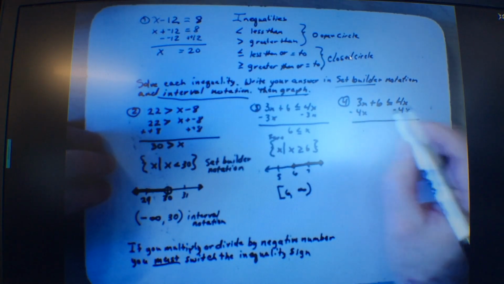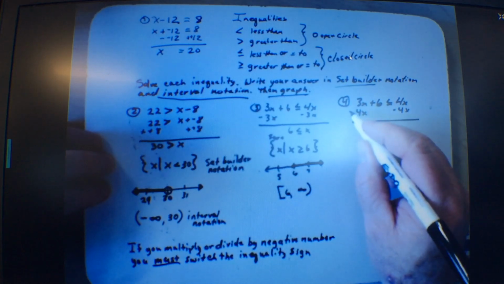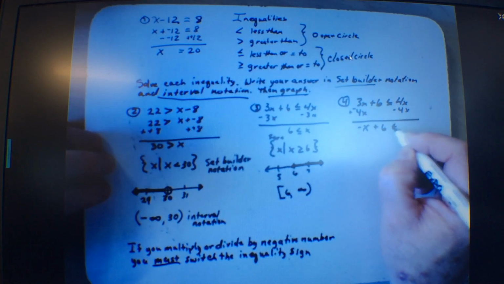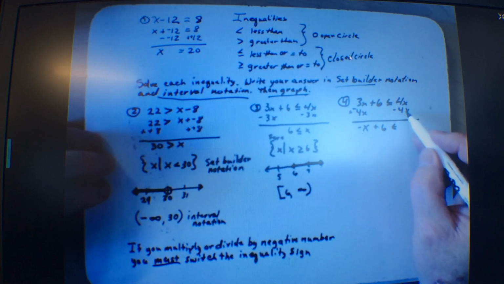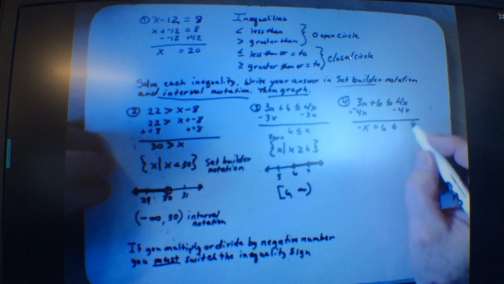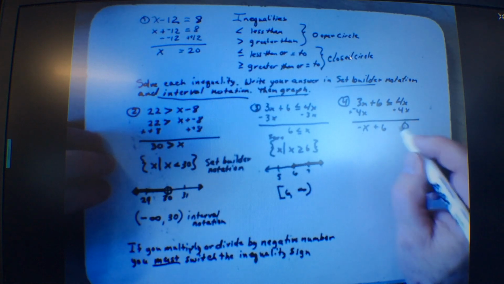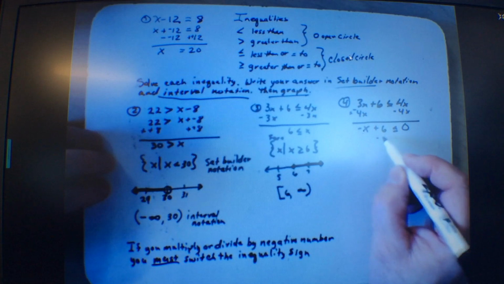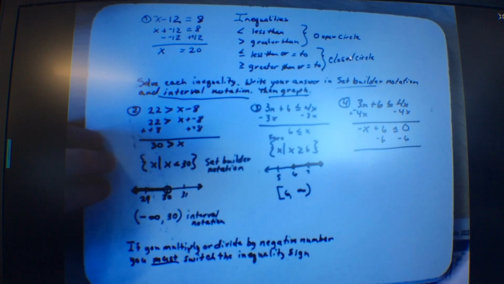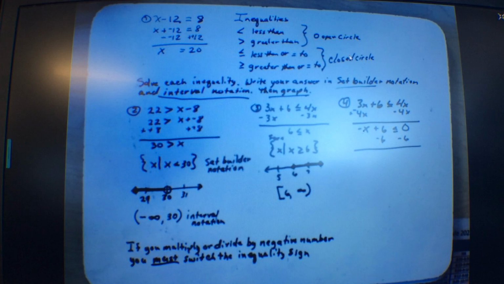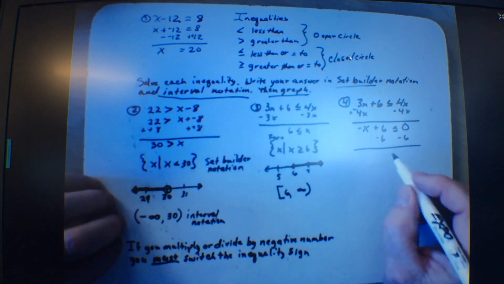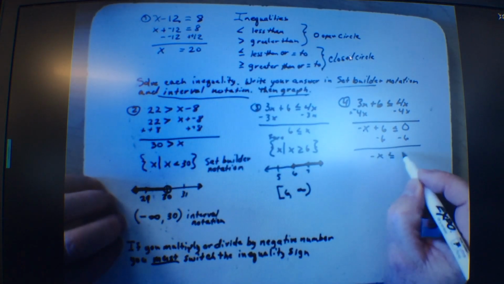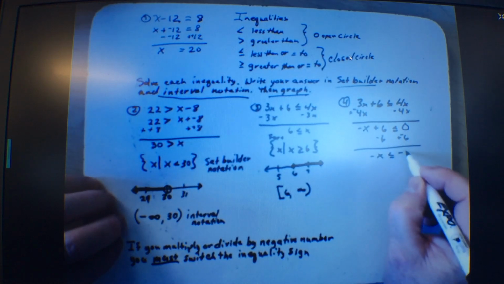Okay? And so I get a negative x plus 6 is less than, what do I get over here? You get 0. Okay? And now I'm going to subtract 6 from both sides, and you think, well, you subtracted 6, do you switch the sign? No, you don't. It's only when you multiply or divide by a negative that you switch the inequality sign. So now I have a negative x is less than or equal to 0 plus a negative 6, which is a negative 6.